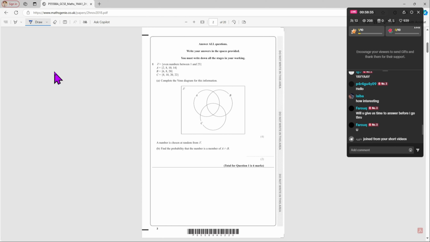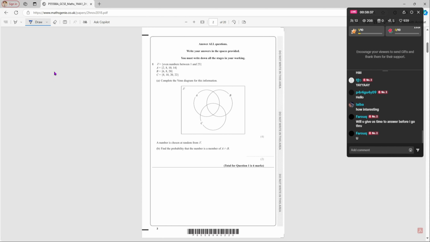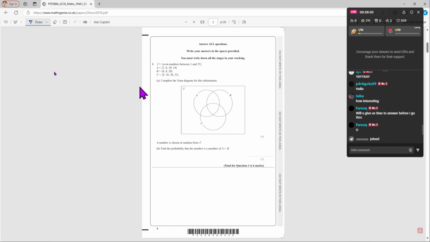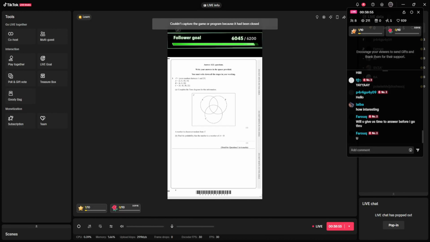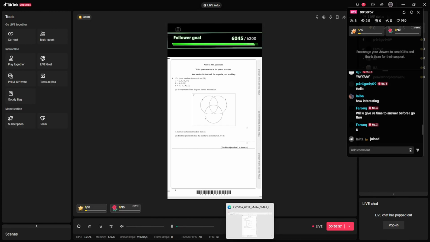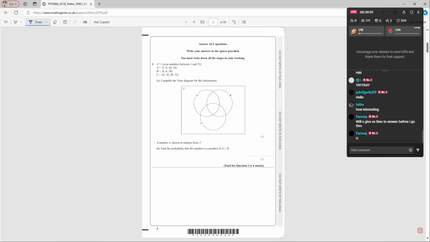So we have the universal set, which is even numbers between 1 and 25. Set A is 2, 8, 10, and 14. B is equal to 6, 8, and 20. And C is equal to 18, 20, and 22. So you know the numbers that are in each set. What we need to do is complete this Venn diagram, and to do this is very, very simple.